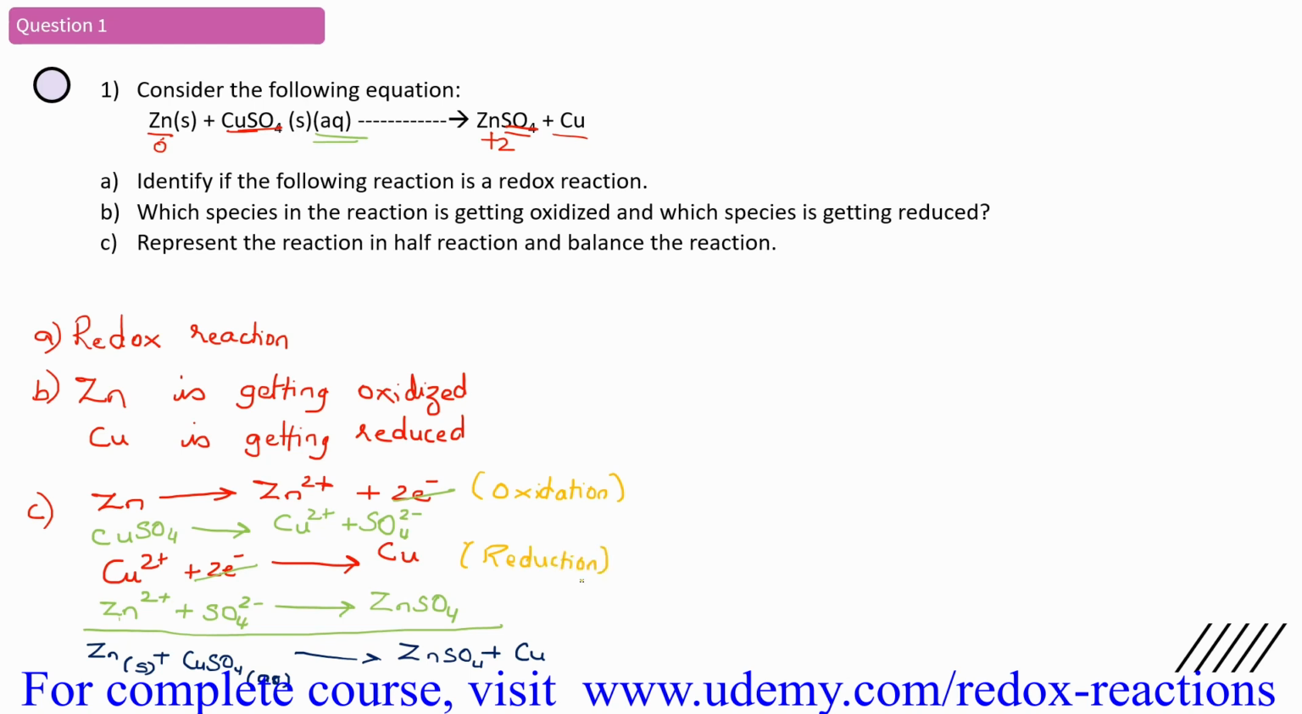Note that whenever there is a decomposition reaction happening, that would be an example of a redox reaction. In this particular reaction, there is no need to balance because this reaction is self-balanced. Zinc gives out 2 electrons and the copper ion accepts these 2 electrons, so it is a self-balanced reaction.